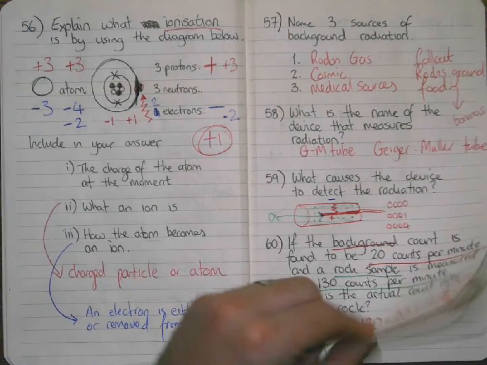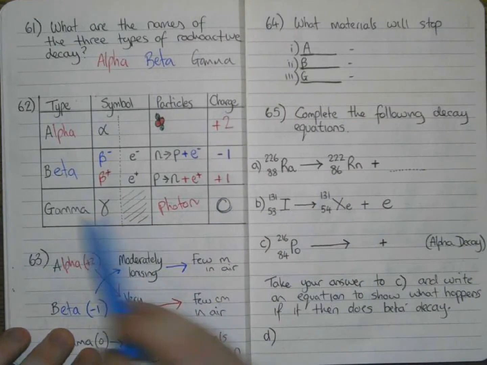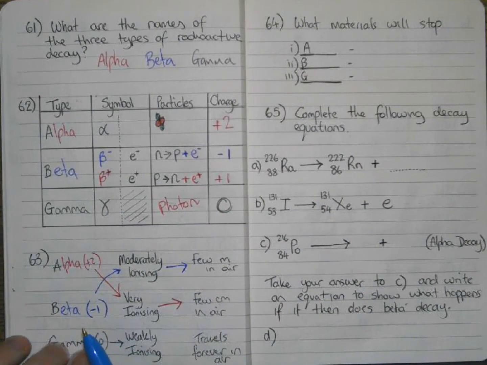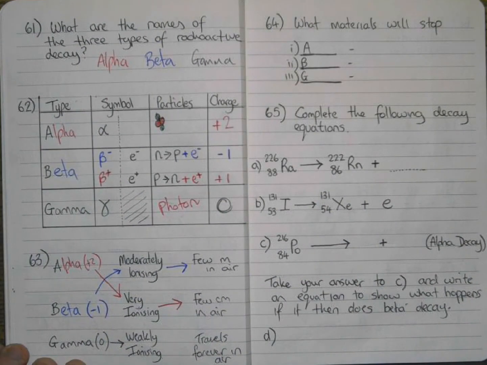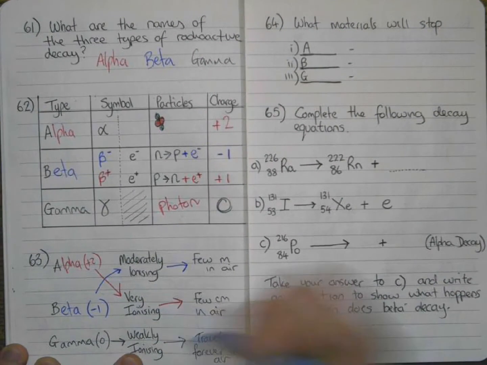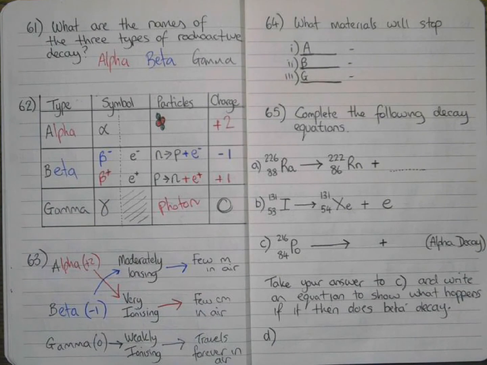The chances of that are pretty low, which is why gamma sources are going to be dangerous only if there's lots and lots of gamma particles. Because it's weakly ionizing, it means that it can travel pretty much forever in air. Air is not going to stop gamma because it doesn't ionize things, so there's nothing to kind of slow it down.